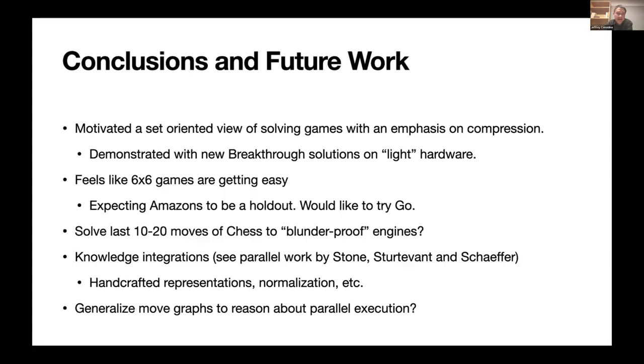I really want to try Go. And if we can get things working on chess, I hope to try and get a 10 to 20 move partial solutions and make our games engine smarter. And I really want to try some knowledge integrations. There's some parallel work by Isaac Stone, Sturdivant, and Jonathan Schaefer that got some really impressive results of a similar flavor based on knowledge. So I think I should stop there.